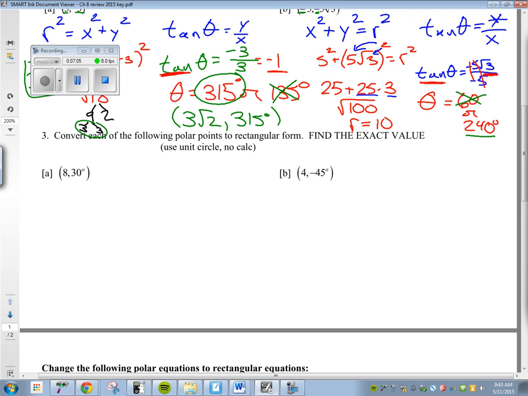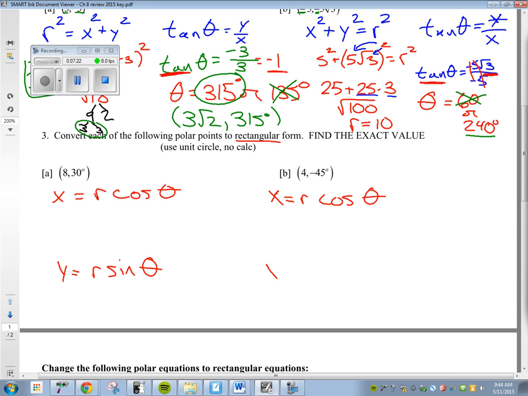The second part, we're trying to go to rectangular form. So I want x's and y's. So x equals r cosine theta, and y equals r sine theta. Those are just our formulas from the front of our unit circle. X equals r cosine theta, y equals r sine theta. All we're doing is plugging in and solving.